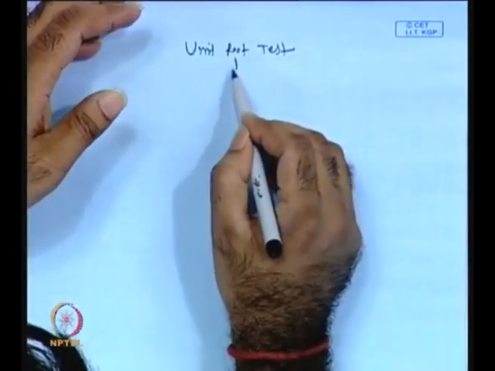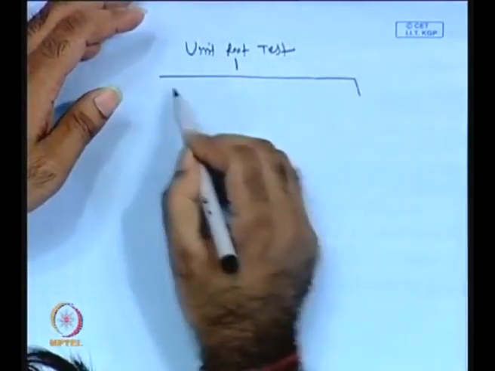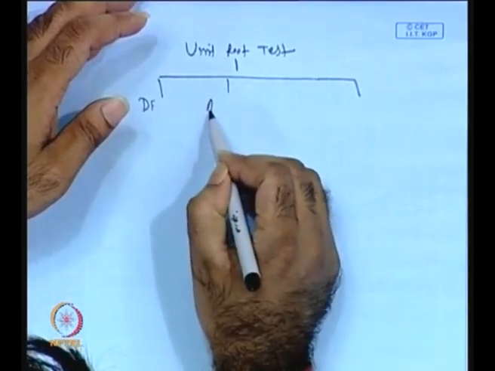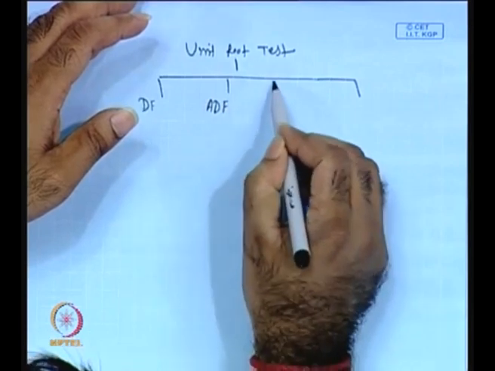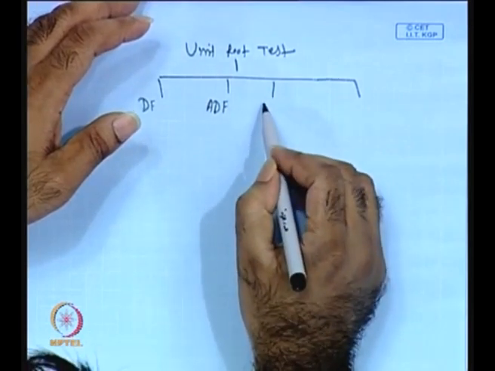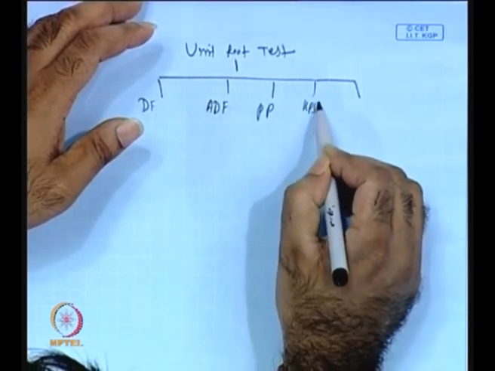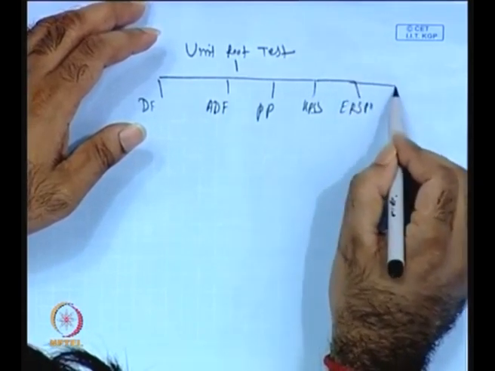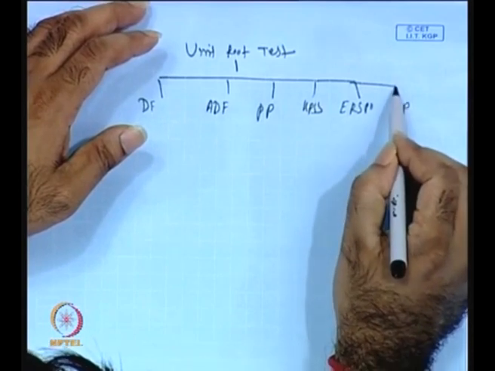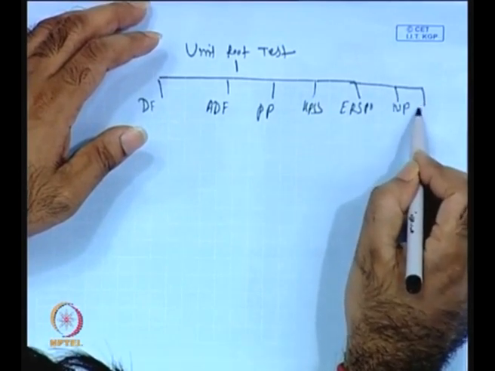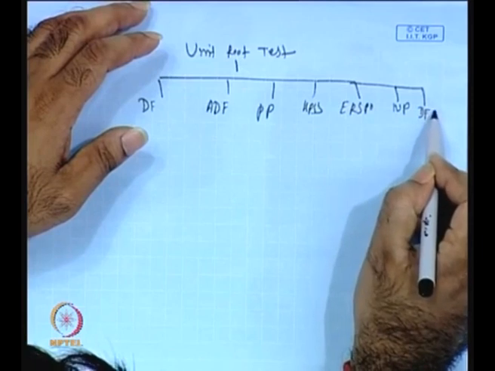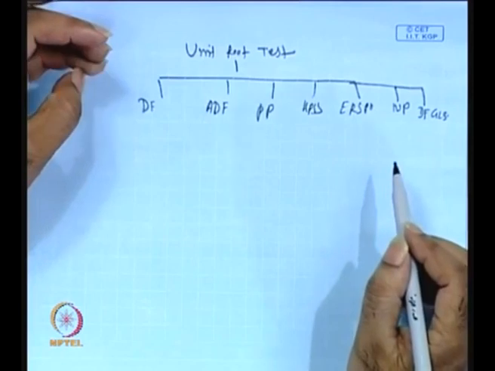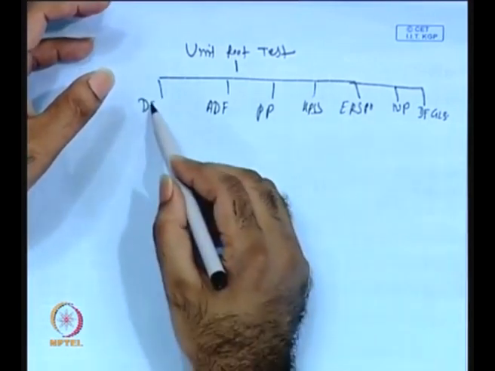Okay. So unit root test has several methods. To check the stationarity, first is called the Dickey-Fuller test, the augmented Dickey-Fuller test. Then the Phillips-Perron test, then the KPSS test, then the ERS-PO test, then the NG-Perron test, then DF-GLS. That means Dickey-Fuller generalized least squares. So there are various techniques.